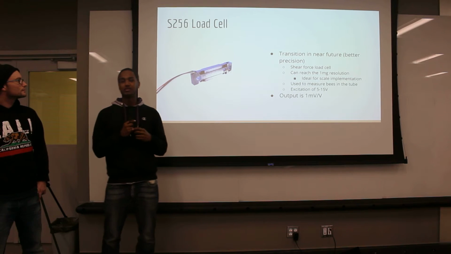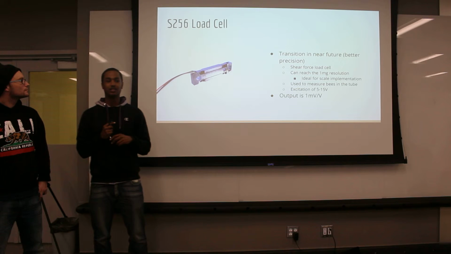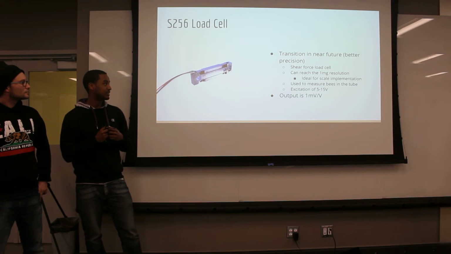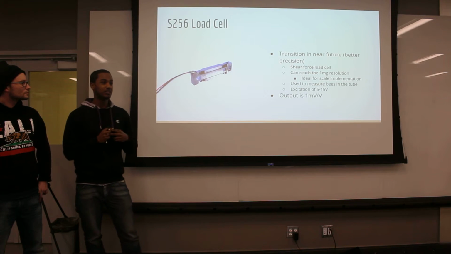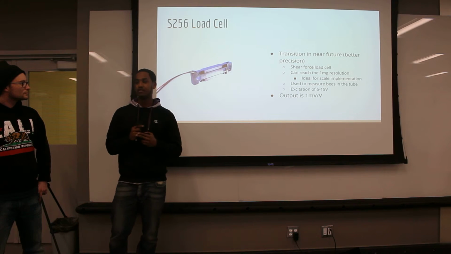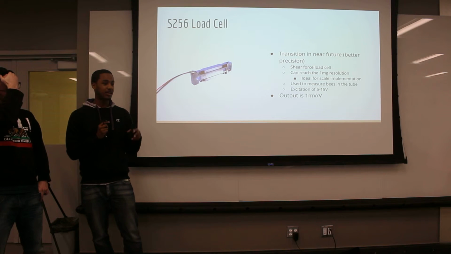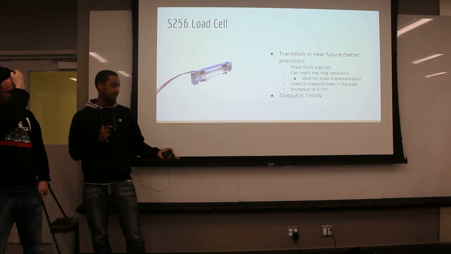So we hope to lead on to the optimal S256 load cell, which is a lot better than our prototyping one. And it's also a shear force load cell. It's capable of measuring a lot better with its resolution, as it can go down to the 1 milligram resolution safely. And since, like Anthony stated, the bees range around that area, to around 50 milligrams, that will be ideal for our scale implementation.